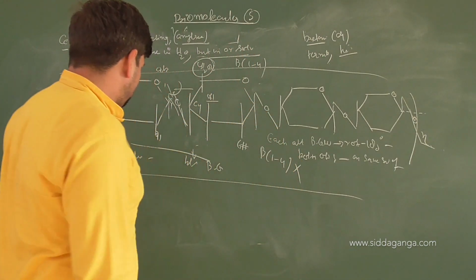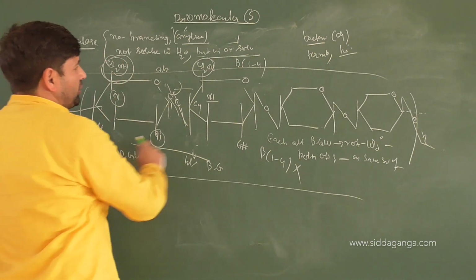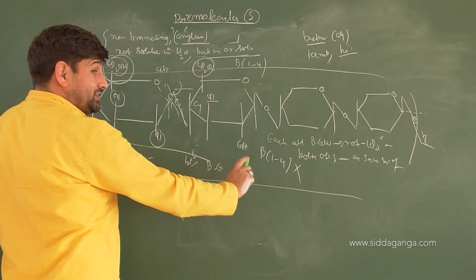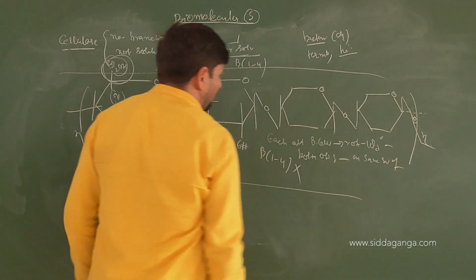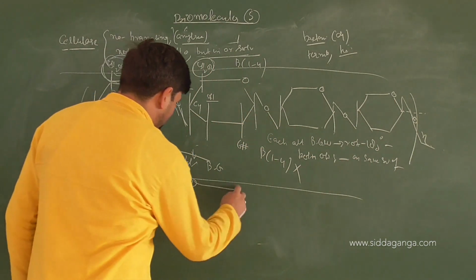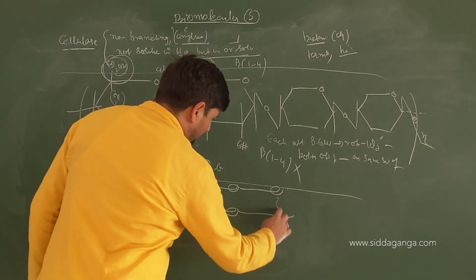Now anyway, looking here, OH is free, CH2OH is free. So most of the OH groups are free, and this is not in its amylopectin phase. This is just a linear chain only. What will happen? One more chain will come here. Yes or no? One more chain will come here. What will these chains do?